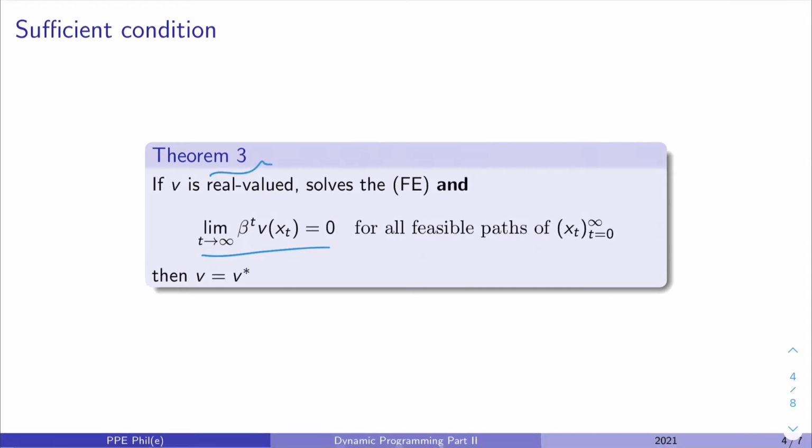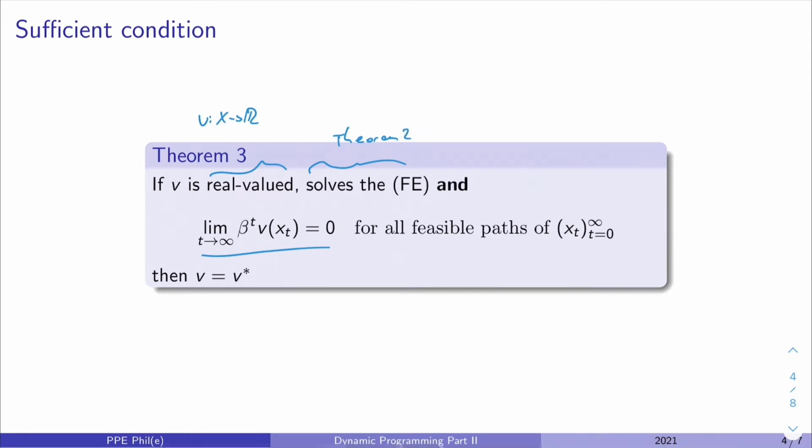The first bit is technical and just says that v doesn't itself reach infinity. It maps into the real numbers, but it still might tend to infinity. So this is not that restrictive. The second bit is theorem 2, so we know that.